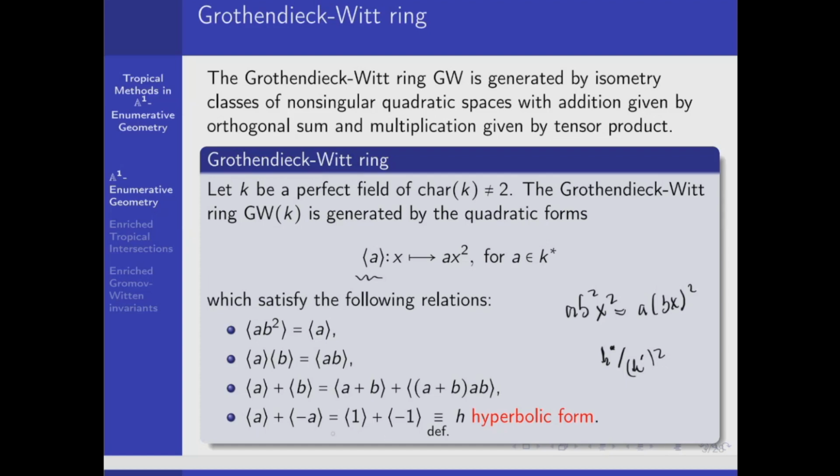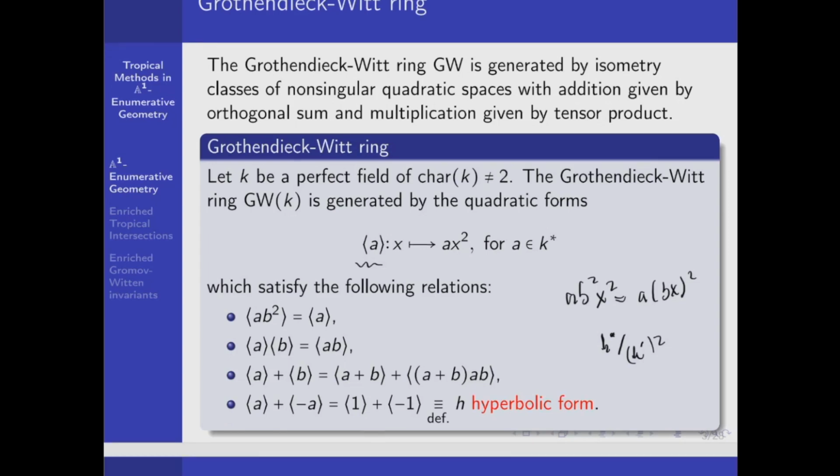And this relation uses that the characteristic of the field is not 2. So a plus minus a is 1 plus minus 1, whenever the characteristic is not 2. And this form we are going to call h, the hyperbolic form, and it will come out a lot. That's why I put it in red. So, examples of this field, okay.